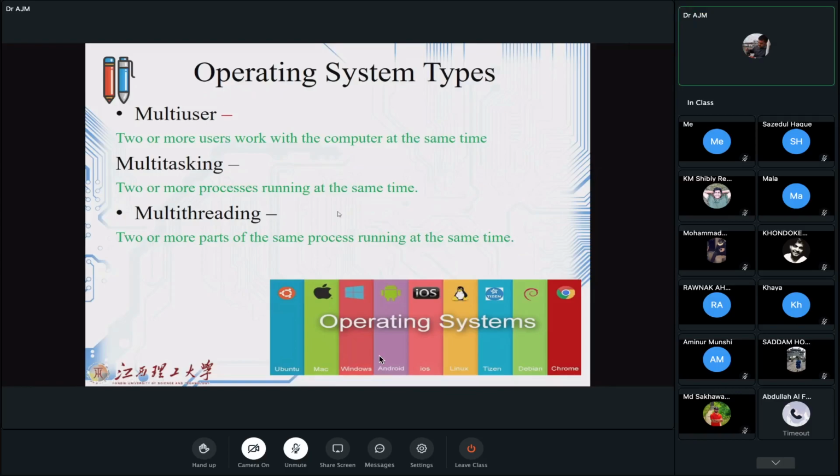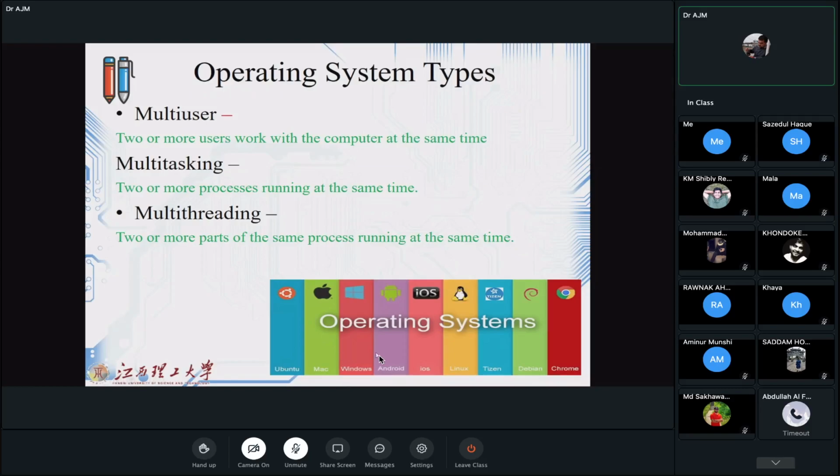Suppose multi-user: two or more users work with the computer at the same time. Multitasking: we know two or more processes are running at the same time. And multi-threading means that two or more parts of the same process are running at the same time. These are the nice jobs or nice types of the operating system that we can have.